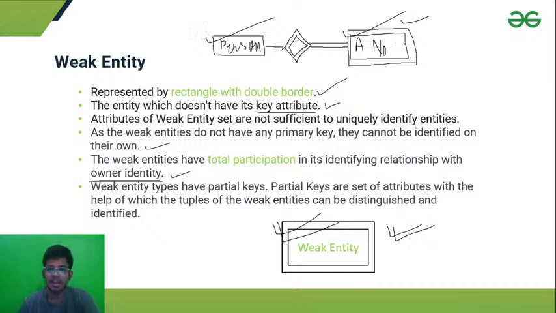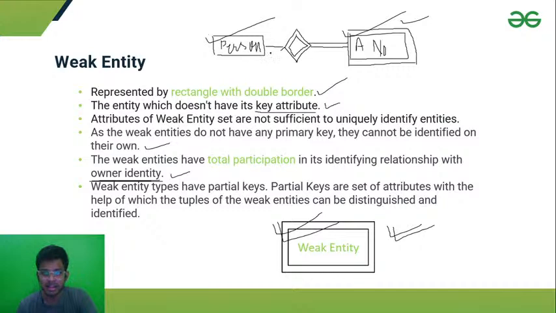So are you getting it? If there is a person, then only an Aadhaar card will be there. If there is a car, then only there can be a number plate or car number associated with it, because you cannot have a car number without a car, right? So the car number or Aadhaar number is the weak entity, and the person is a strong entity. And this Aadhaar number weak entity depends upon the person to exist, right?